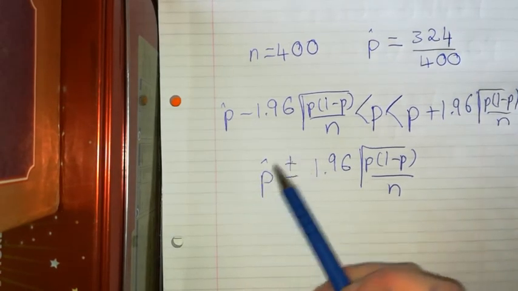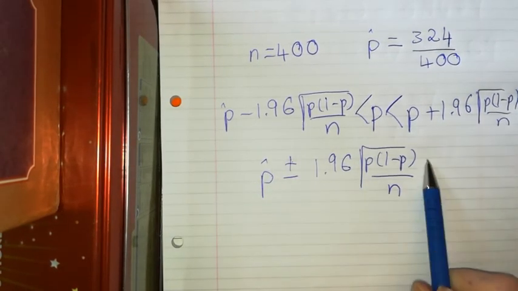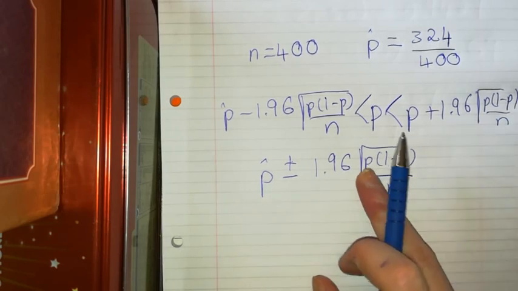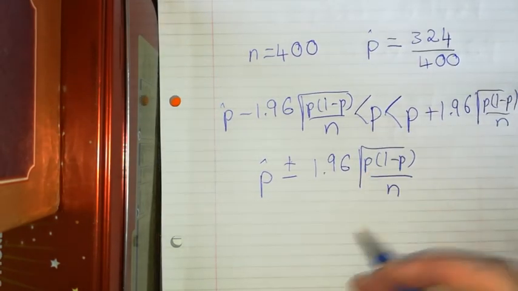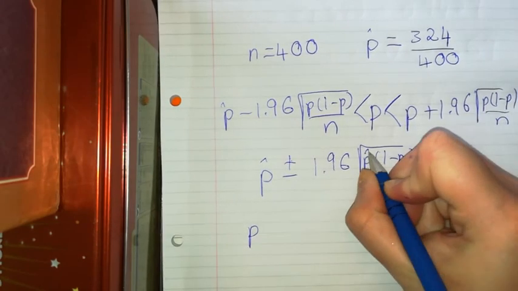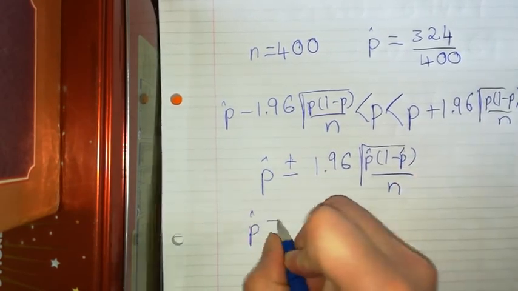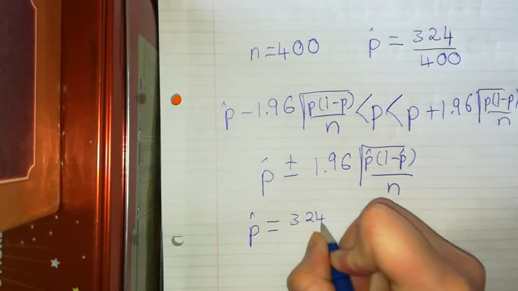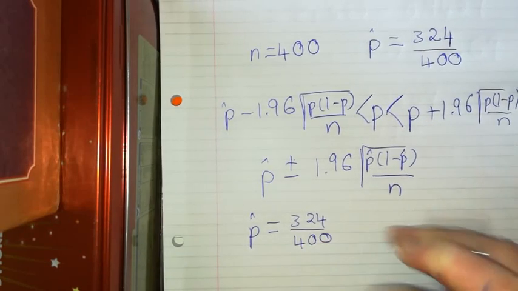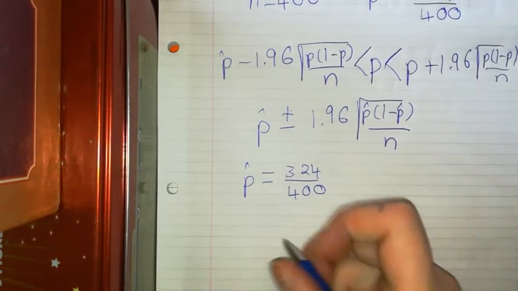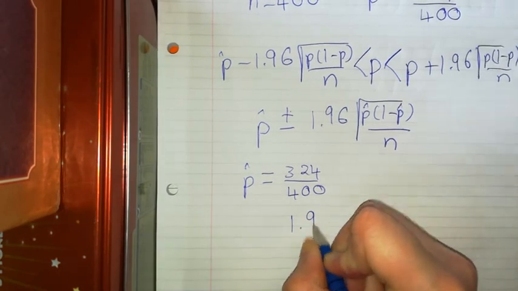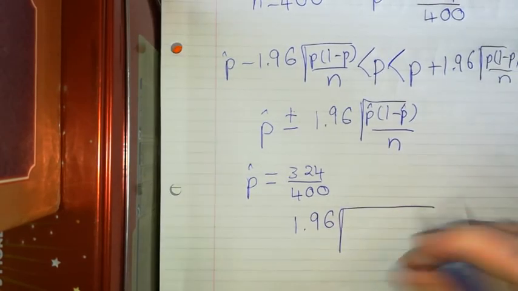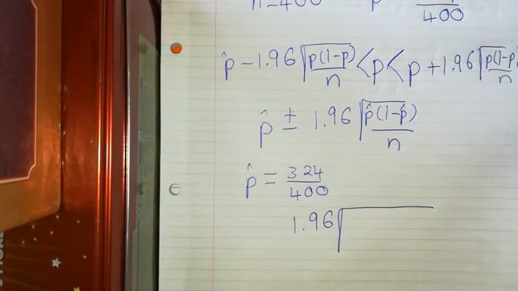So firstly, I'm going to have to fill in this first. So p is the population proportion. So this is really actually p hat. So p hat is 324 over 400, and n is 400. So this is going to be 1.96, and then I might work that out.